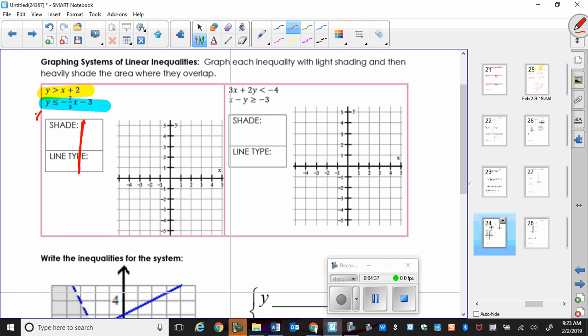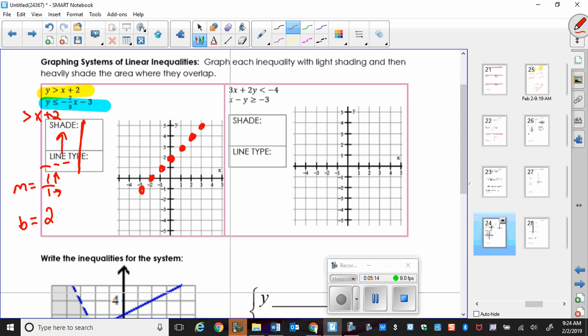So for y is greater than x plus 2, I'm shading up, and my line type is a dashed line. So I'm not going to include the line itself. The slope for this line is 1/1. My y-intercept is +2. So I'm going to graph the first line in red, and go to the y-axis and graph 0, comma 2. And then I'm going to go up 1, right 1, make a point for each mark so it's clear. Okay, so this is my first line.